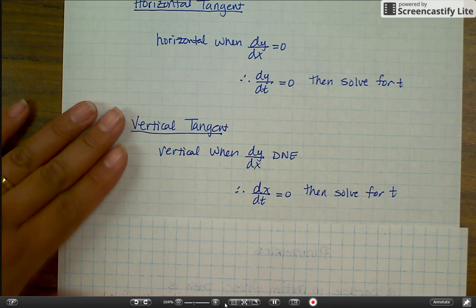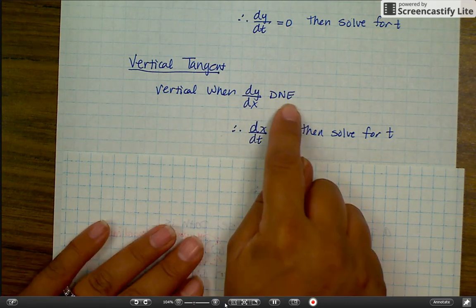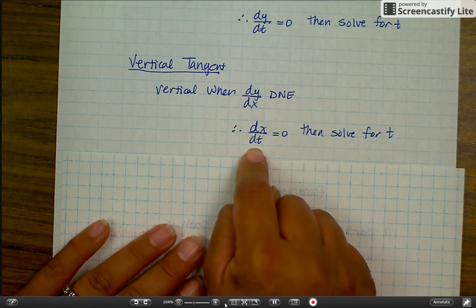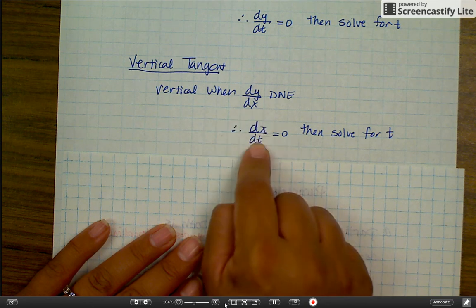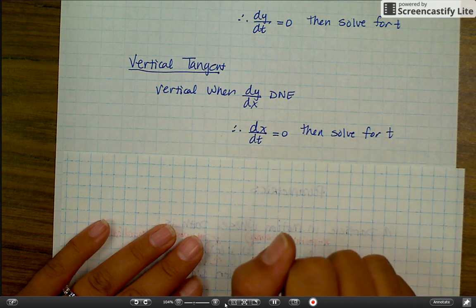Vertical tangents. Dy dx does not exist. That's when it's a vertical tangent. So therefore, that means our denominator was 0. So the dx came from dx dt. That was equal to 0. And then you solve for t.